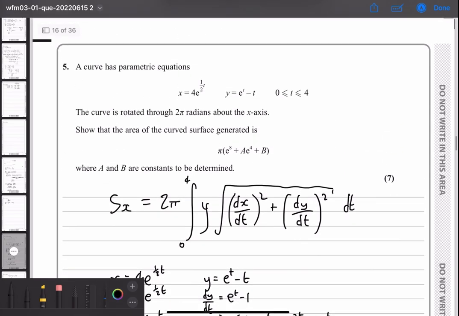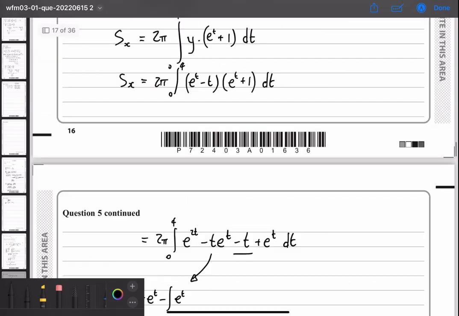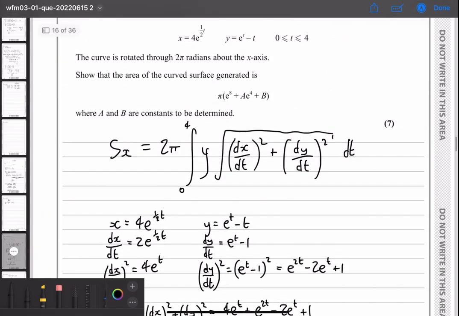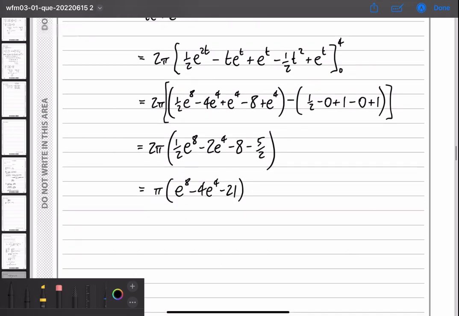And is that the form they want? Pi e to the 8, e to the 4. So e to the 8 should be a 1, yes. And the coefficients of e to the 4 and a constant, e to the 4 and a constant, yes. So a is equal to minus 4, and b is equal to minus 21.